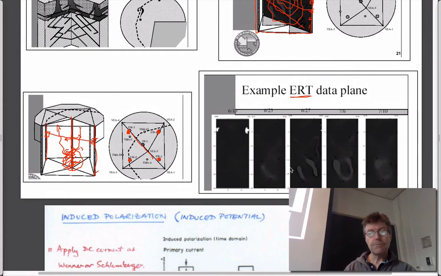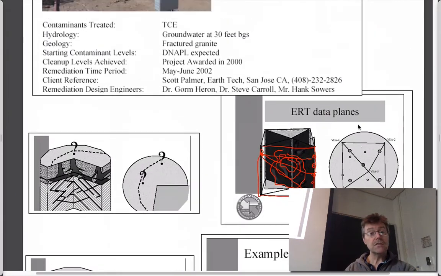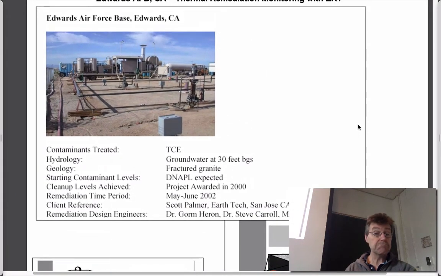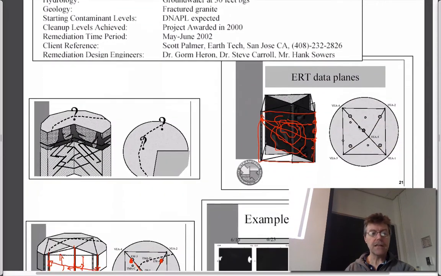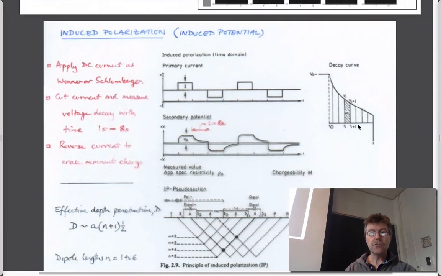It's not a very good plot here, but that's exactly what's going on from the 13th of June, the 23rd of June, the 27th of June, and so on till October. No, this is July, right? So over two months. So it can be used as a kind of remediation monitoring method. You have some details about it at Edwards Air Force Base, in Southern California, where the space shuttle used to land.